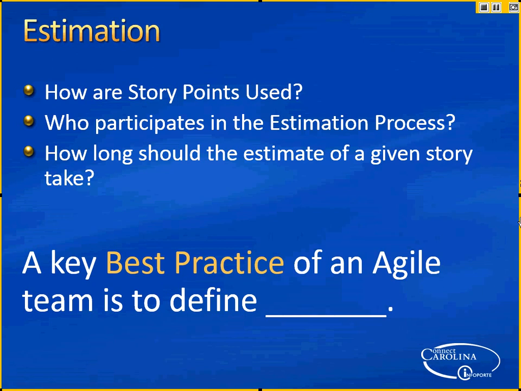There are a number of key practices we talked about for an agile team. And one of the key best practices is to define what? Define done. When are you done with your execution, with your iteration on any given requirement, so that there's no ambiguity as to whether or not you're done.